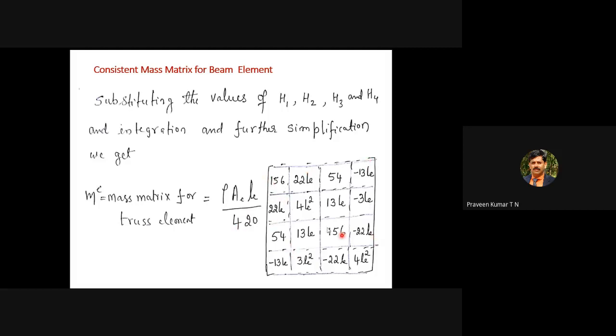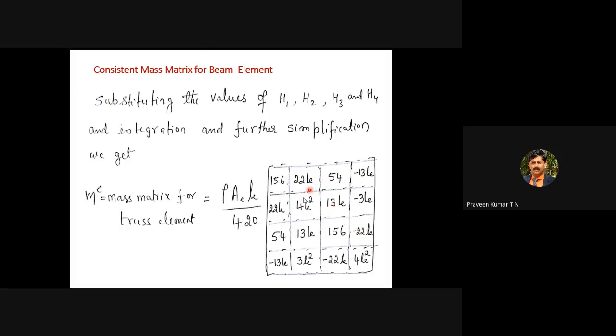First, write the diagonal elements. One more shortcut method to remember: first draw a 4 by 4 matrix. Then the diagonal elements are 156 LE square, 156 LE square. The second diagonal element is 22 LE, 13 LE square minus 22. First 22, and the last element is minus 22.